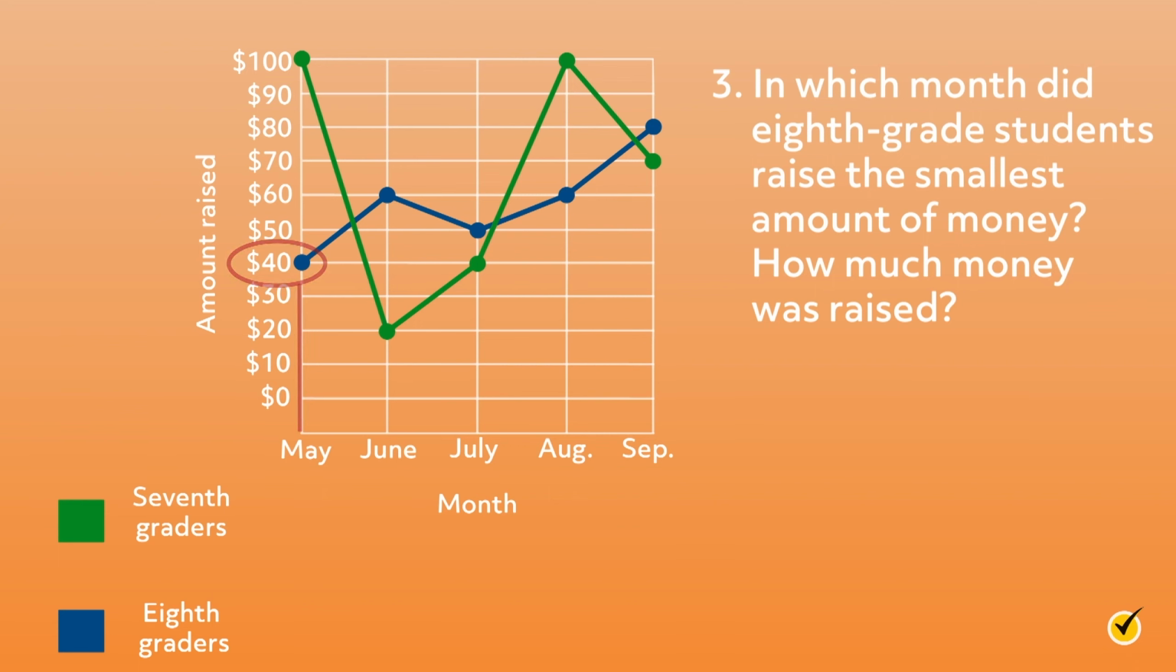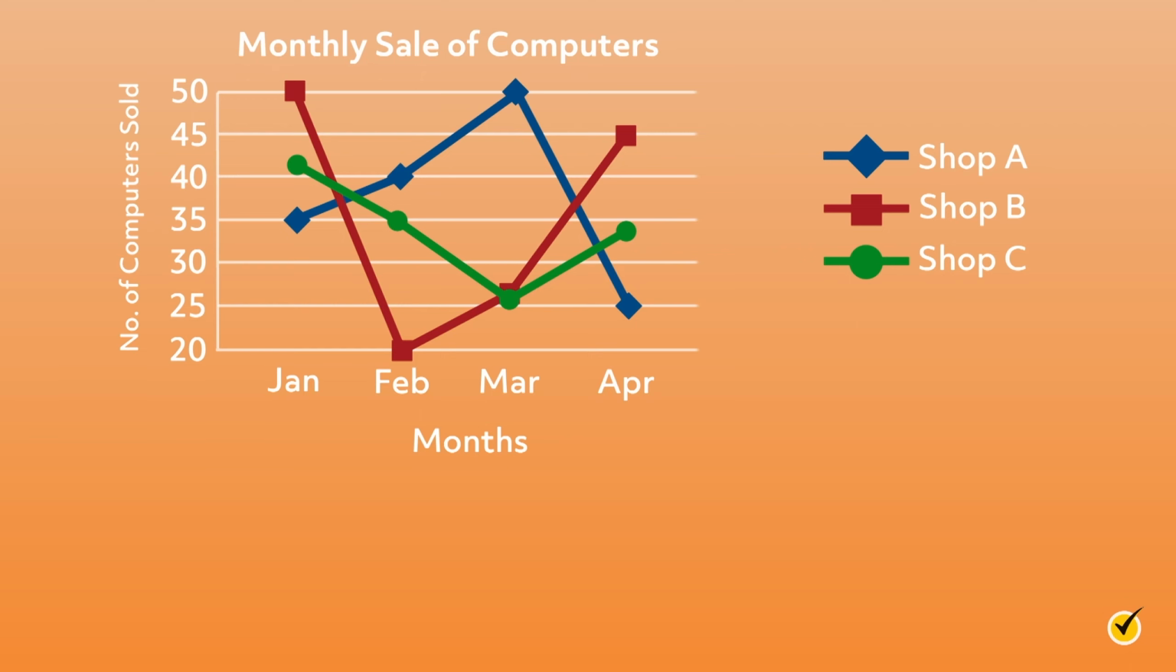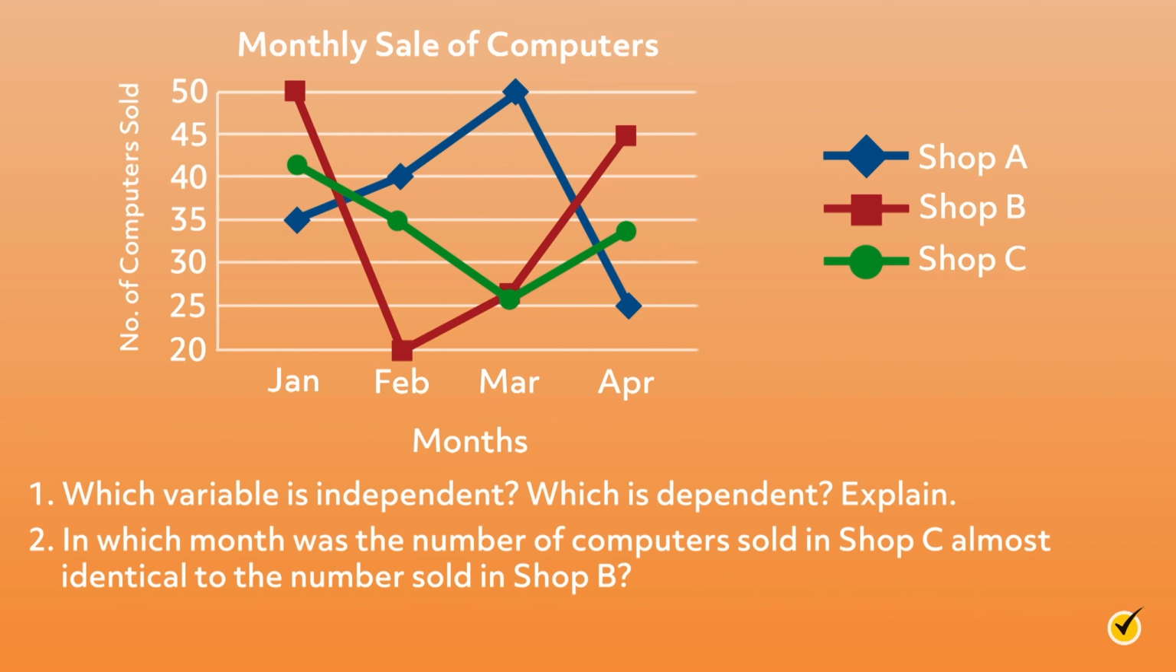I have one last graph for you to analyze. This one is a little more challenging, but I know you can handle it. As you can see, this line graph displays 3 sets of data. Consider the following questions. Which variable is independent? Which is dependent? Explain.